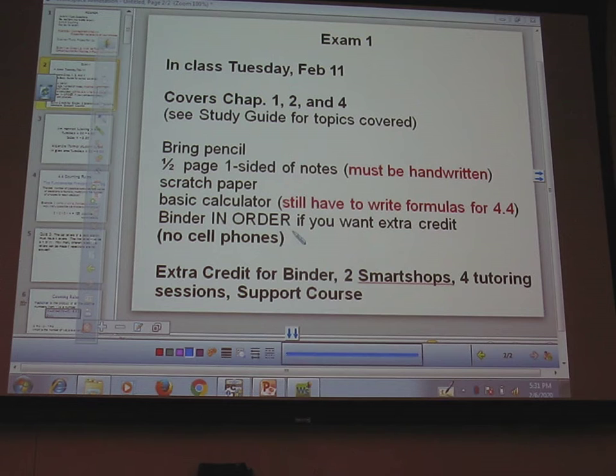You also need to bring your binder in order if you want extra credit. For that, you also get credit for 2 smart shops, 1.5 points each. You bring the little slips showing that you attended. I take them, I tear them up, and I give you a point on your exam, or half point, whatever it is. And then also for tutoring sessions, if you did them in the tutorial center or in the MLC or over here, they have some sort of record that you can print out and bring in to get your point there. And then if you're in a support course, write support course on it, and I'll check and make sure you've been going, and I'll give you points for that. Questions about the exam?